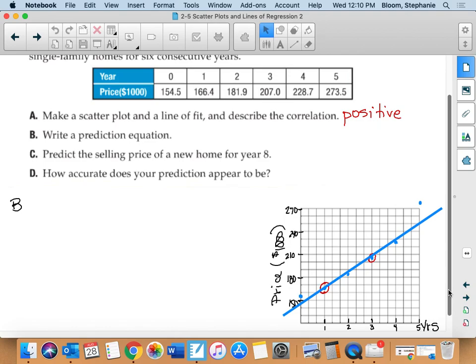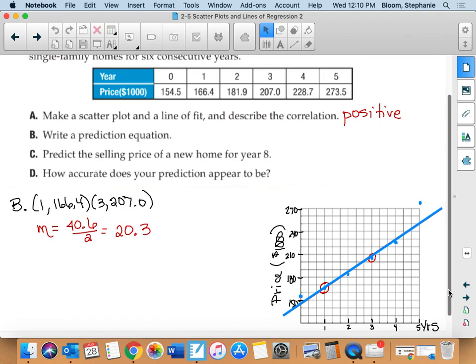So I'm going to do that down here. So let's label the points we used. We used (1, 166.4) and then (3, 207). Okay, so first thing we need to do is find our slope. So you're going to subtract your y's over your x's. You're going to get 40.6 over 2, which reduces to 20.3. So there's my slope.